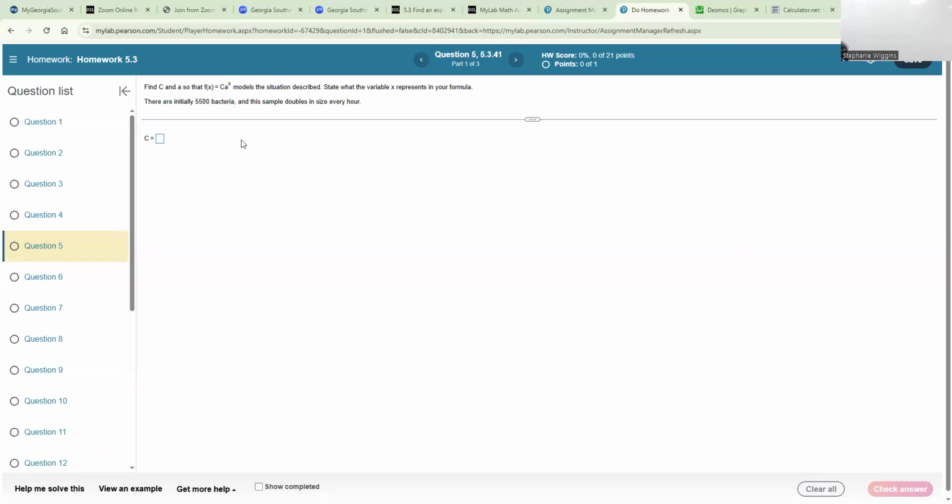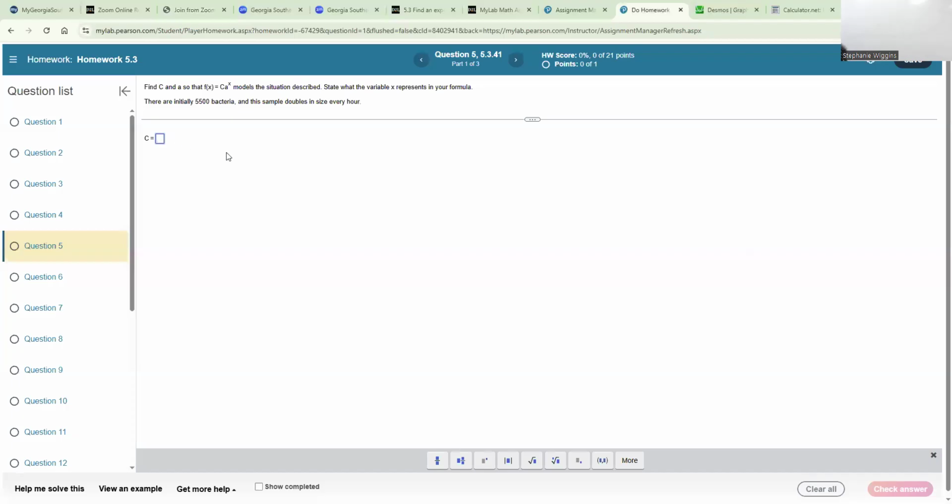So the amount of the bacteria depends on the time. As you move forward in time, it's doubling every hour. So that means that the independent variable is time and the dependent variable is the amount of bacteria. In this case, we start with 5,500. So that means your starting value when x is 0, in other words, the time is 0, you're going to have 5,500 and a to the power of 0.